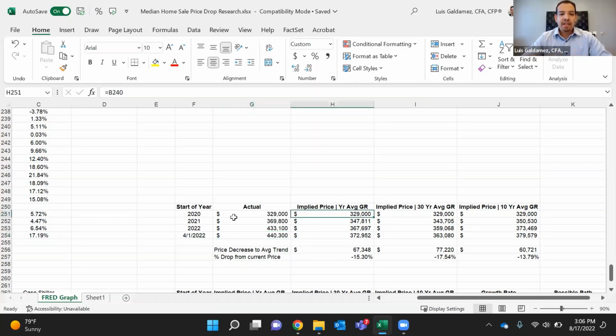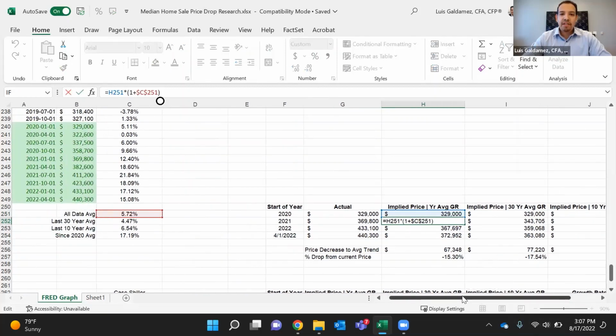So I'm going to start 2020, the start of the year, right before COVID. COVID actually started happening and disrupted us towards the end of Q1 2020. So starting 2020 is a good starting point. 329,000, right? That was the actual price at the start of the year. And what I said there is, if COVID never happened, well, we would have increased year over year. If I'm using the averages at 5.72%, right? I showed you where I got that from.